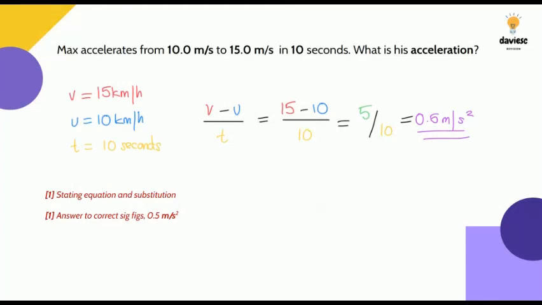We know that our initial velocity is 10 meters per second. We know that our final velocity is 15 meters per second. So our time is 10 seconds, and we can substitute that into the equation and get 5 over 10, which is 0.5 meters per second squared. Apologies for the mistake with kilometers per hour. And the marks are allocated towards stating and substituting, and then answering with the correct number of significant figures.